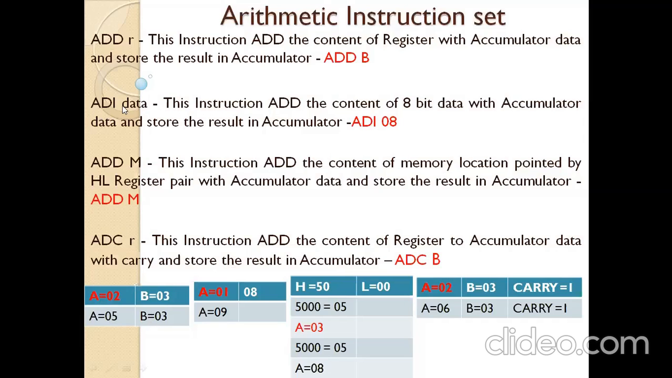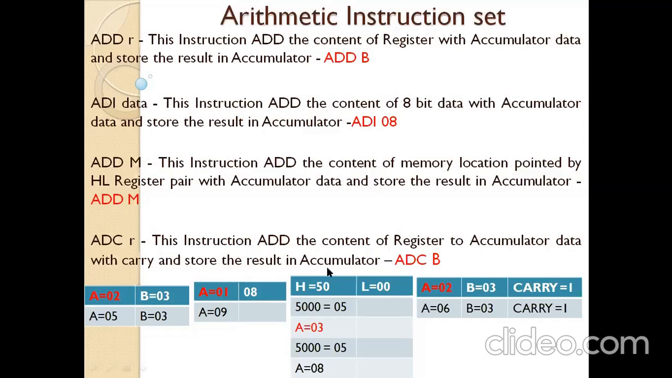Next instruction, ADI data, that is called ADI 08. What is meant by ADI 08 is that the A register content plus 08 will be added and the result will be stored in the A register. So A is equal to 01. The A register value and the 08 value, both will be added and the result will be stored in the A register. So 1 plus 8 is equal to 9.